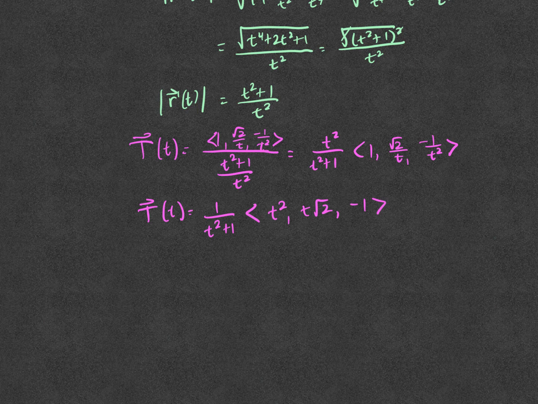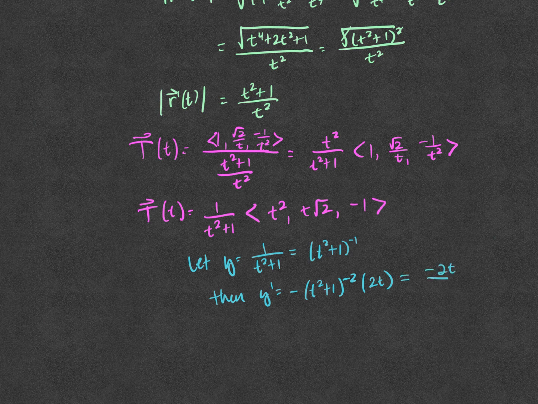So before we do that, let's let y equal 1 over t squared plus 1, because we need to find the derivative of that. I'm going to call it t squared plus 1 to the minus 1. You can use quotient rule, but I prefer chain rule. So then the derivative y prime of something to the minus 1 power is minus 1 times that something to the minus 2 power, and the derivative of the inside is 2t. Then we have negative 2t over t squared plus 1 quantity squared. So that's going to help us when we find our derivative of the unit tangent vector.